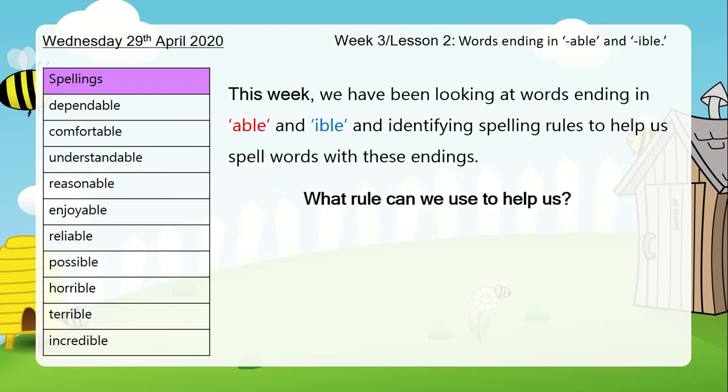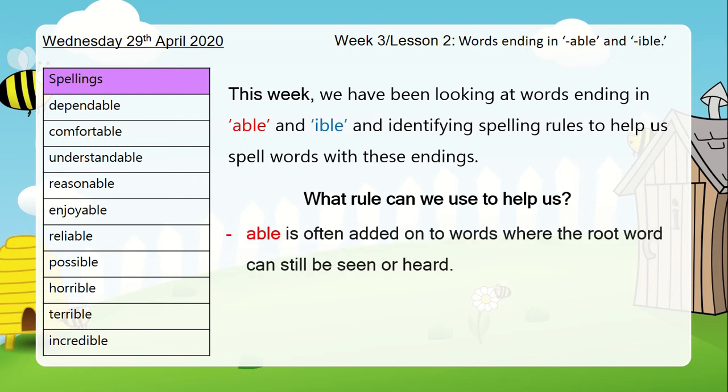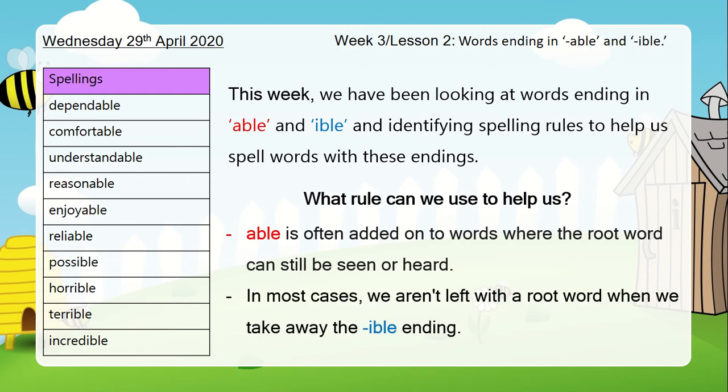What rule can we use to help us with this? Can you remember this from our previous session? Our suffix able is often added onto words where the root word can still be seen or heard. In most cases, we aren't left with a root word when we take away the ible ending.